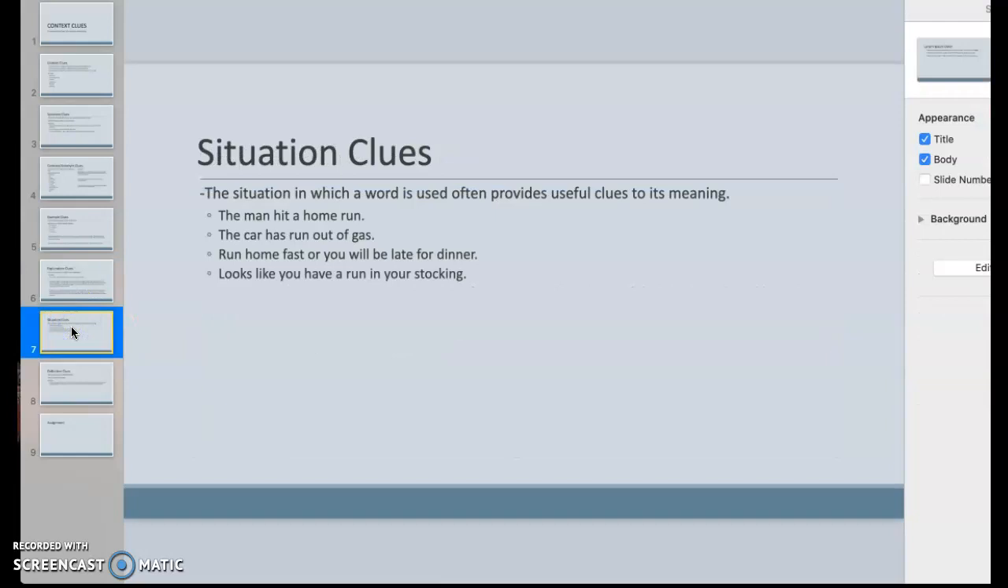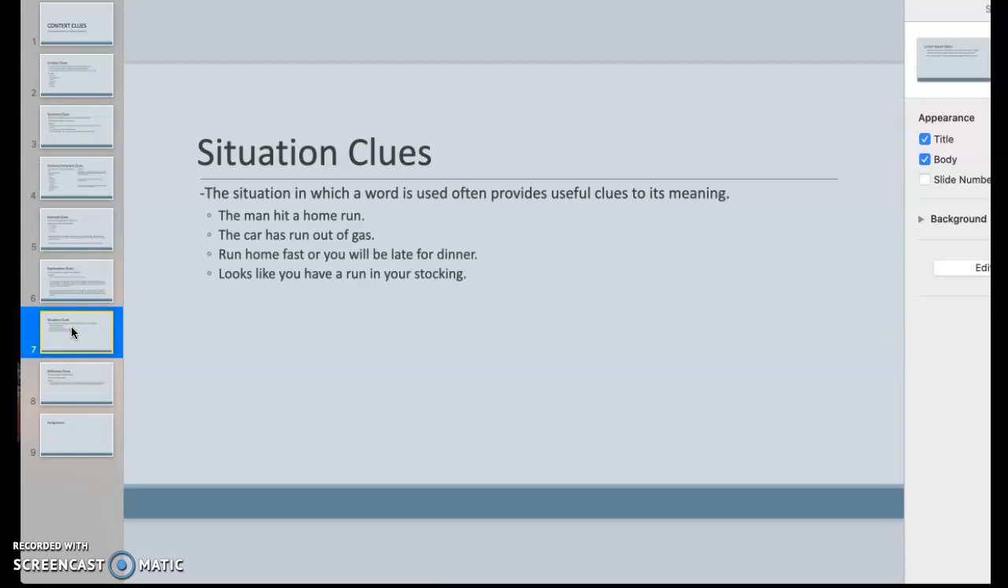Moving on to situation clues, you may run across a word that has multiple meanings depending on its situation. For example, the word run. We have 4 examples. The man hit a home run. That's one use of the word run. Versus this one, the car has run out of gas. Another meaning of the word run. Versus the third one, run home fast or you will be late for dinner. And number 4, it looks like you have a run in your stocking. All 4 of those sentences use the word run, but in very different situations, right? So the word run means something different in different situations.